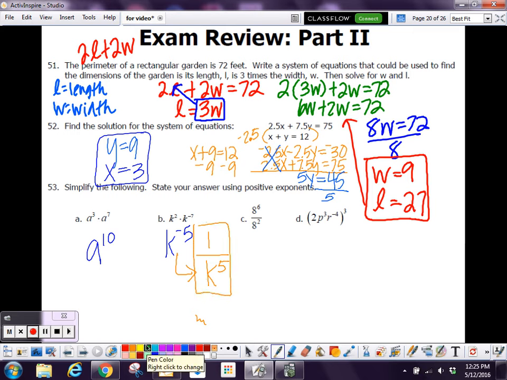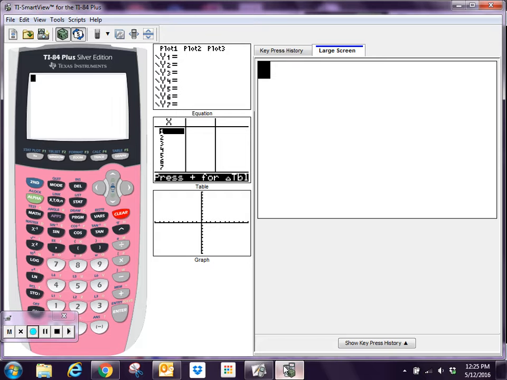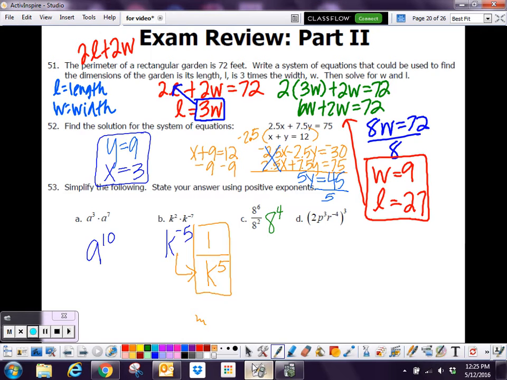C, if I write this using positive exponents, when I divide, I'm going to keep my base. This one's a little bit different. Keep my base of 8, and then 6 minus 2 is 4. So if I write it with positive exponents, it's 8 to the 4th. But if I actually get that answer, 8 to the 4th power, that's 4,096.